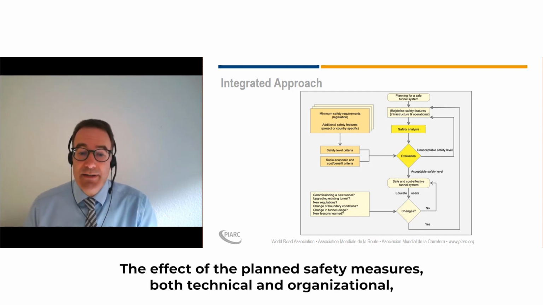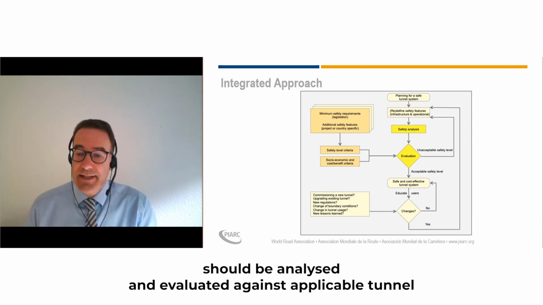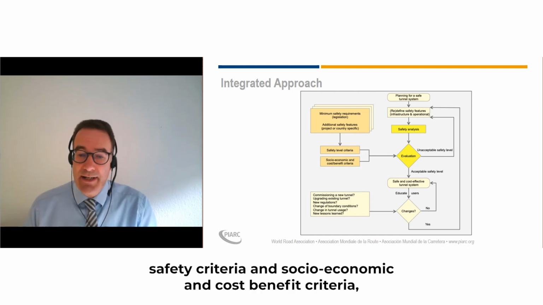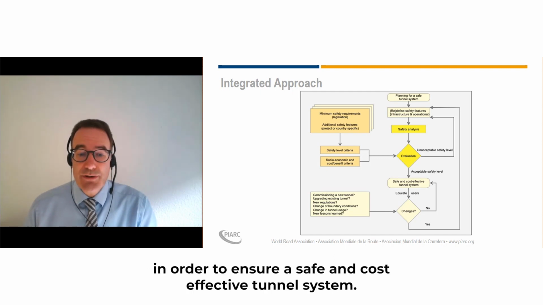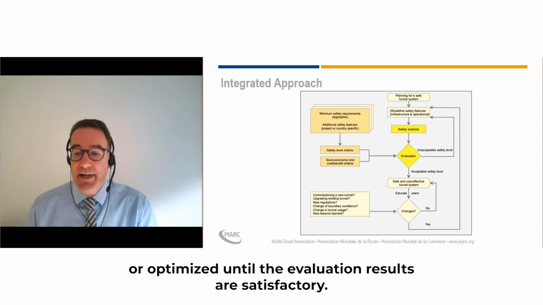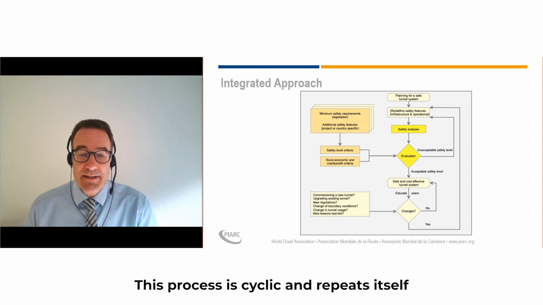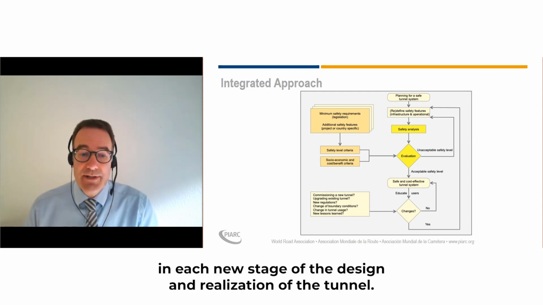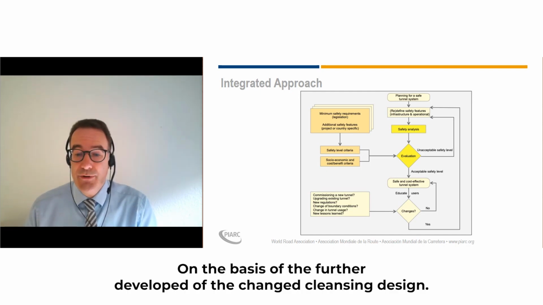The effect of the planned safety measures, both technical and organizational, should be analyzed and evaluated against the applicable tunnel safety criteria and socio-economic and cost-benefit criteria in order to assure a safe and cost-effective tunnel system. If the planned measures don't pass the criteria, they are redefined or optimized until the evaluation results are satisfactory. This process is cyclic and repeats itself in each new stage of the design and realization of the tunnel on the basis of the further developed or the changed plans in design.